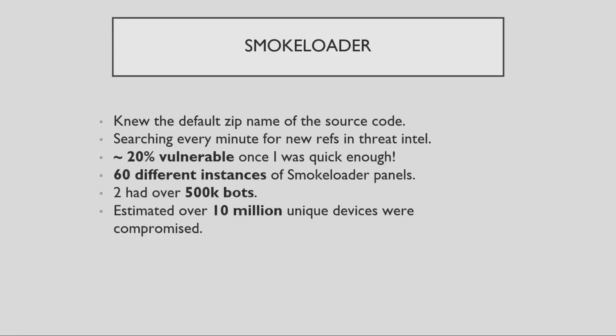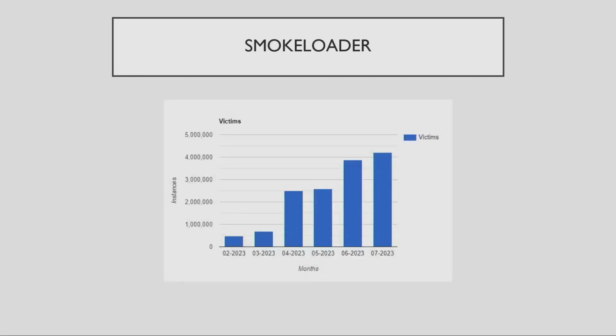What could I do with the knowledge I had in there? I knew the default zip name of the source code, so when I upped my loop to run every minute, I could find new references in threat models. That means that 1 out of 5 of the new C2s were vulnerable once I was quick enough. I was able to pwn 60 different instances. 2 of them had over 500,000 bots. A realistic estimation is that over 10 million unique devices were compromised. This is still open. The vulnerability is still a 0-day. And you can see a nice graphic of how the victims went from February till now.